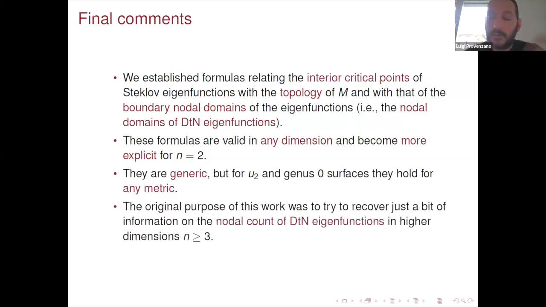So why, among various purposes, did we start to look at these critical points? We wanted to try to recover a bit of information on the nodal count of the Dirichlet-Neumann eigenfunctions in higher dimensions, so on the number of boundary nodal domains of Steklov or Dirichlet-Neumann eigenfunctions. Because I recalled to you at the beginning that these quantities, number of critical points, number of nodal domains, multiplicities, are all related. So maybe one can walk around and try to attack the problem from the point of view of critical points. Maybe we wanted to try.